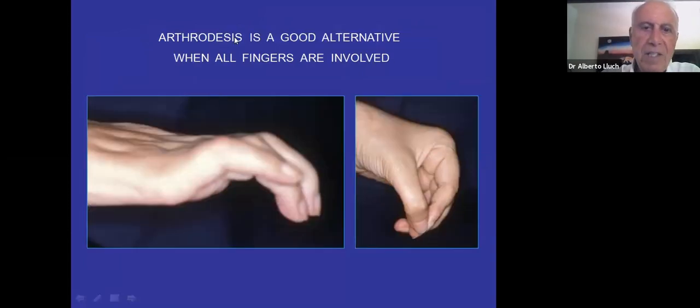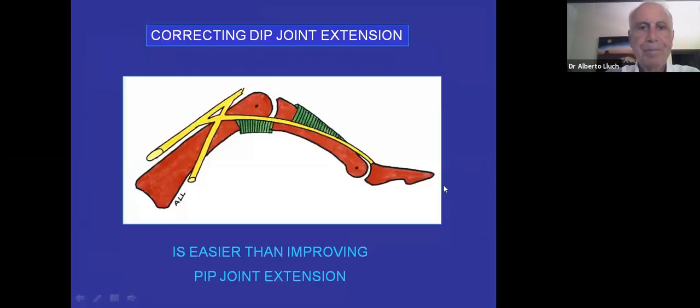An arthrodesis is a good alternative when all fingers are involved and the MP joints are normal, obviously. This is a case in which all fingers are fused in moderate flexion, and the function of the hand is quite well tolerated.